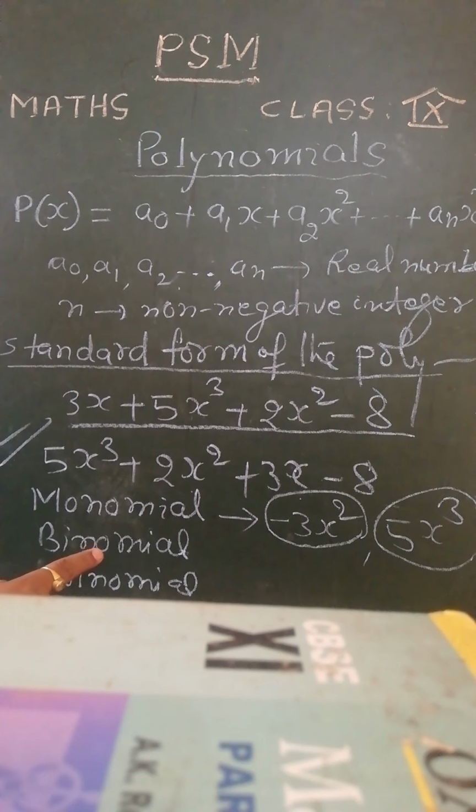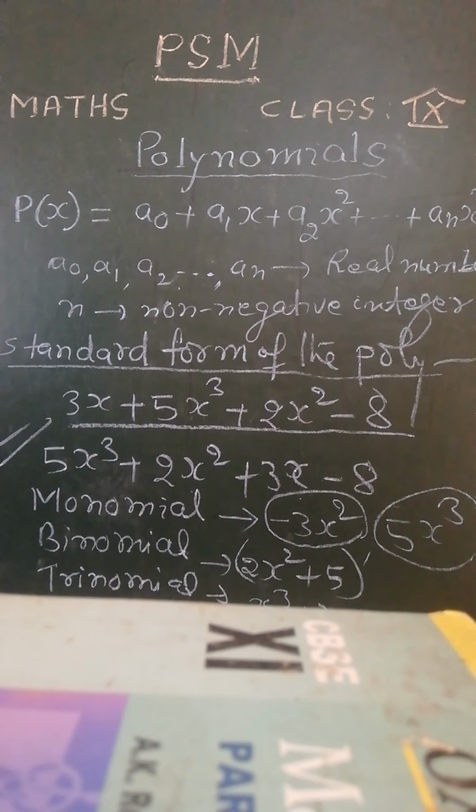What is a binomial? A binomial consists of two terms. For example, 2x square plus 5. This is a binomial. Here there are two terms, 2x square and 5. In a trinomial, similarly, how many terms should there be? There should be three terms. For example, x cube plus x plus 1. So this is a trinomial.